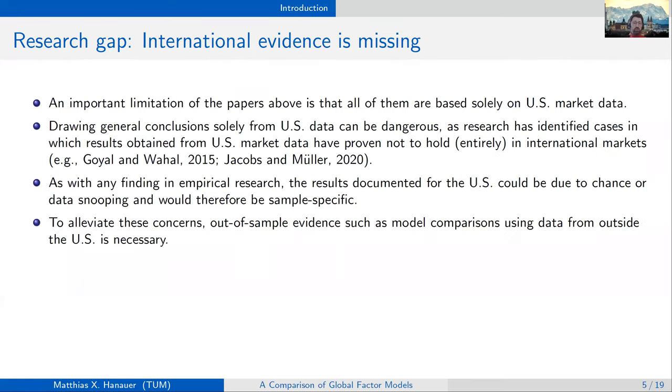And also, past research has shown that some of the findings for the US do not apply to international markets. For instance, do you see my mouse actually?